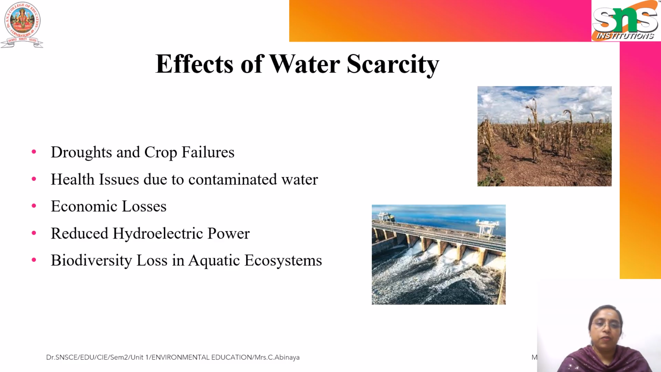When you take the effects, first one is crop failure and droughts. So drought happens when there is little or no rainfall for a longer period of time. Soil becomes dry and cracked and the crops can't grow without enough water. As a result, farmers suffer because their fields produce less or no food at all. So this leads to food shortages and higher prices in the market.